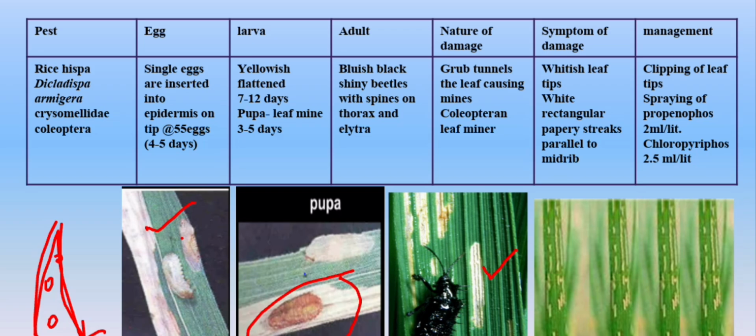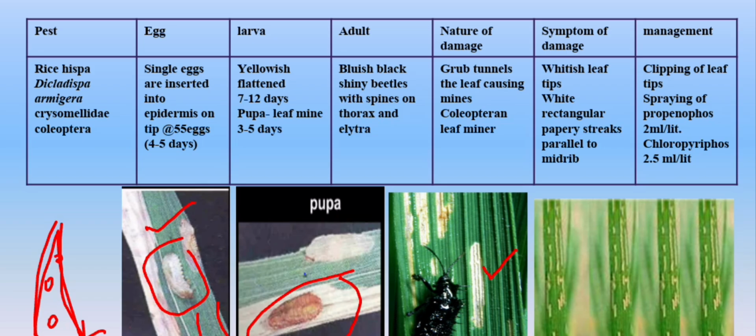And how will it damage? This grub on the leaf will tunnel the leaf surface, causing mines. Generally we call it a coleopteran leaf miner. Leaf miners generally belong to the order Diptera, but this is a coleopteran beetle which will mine the leaf and tunnel inside it, resulting in the formation of papery blotches on the leaf surface. So what are the symptoms?